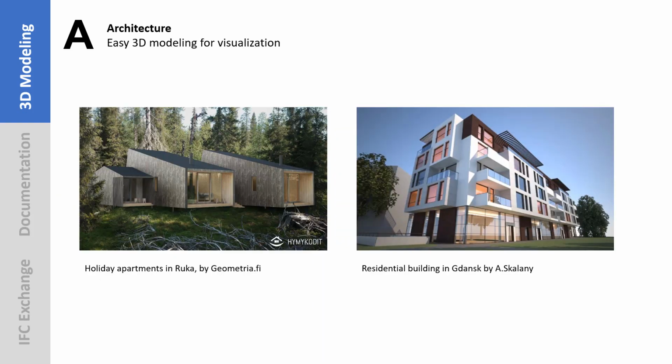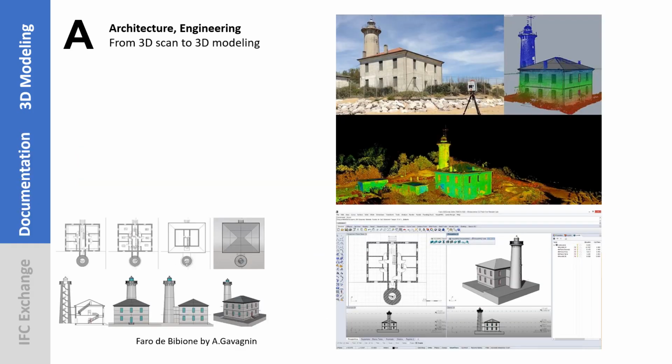This group includes projects where VisualARQ was used for producing 3D models for visualization purposes. And also people in historical BIM projects, like this lighthouse in Italy, where the architect was required to bring a point scan into a BIM model. VisualARQ was used to regenerate the 3D building from the point cloud, deliver the BIM model, and produce the 2D drawings.